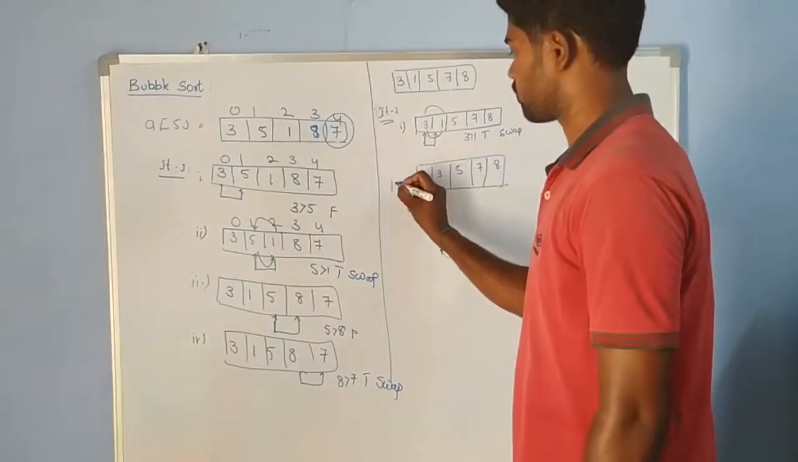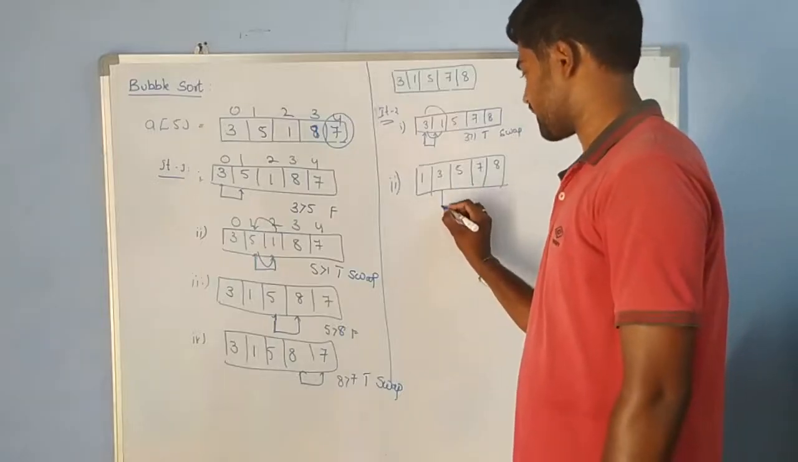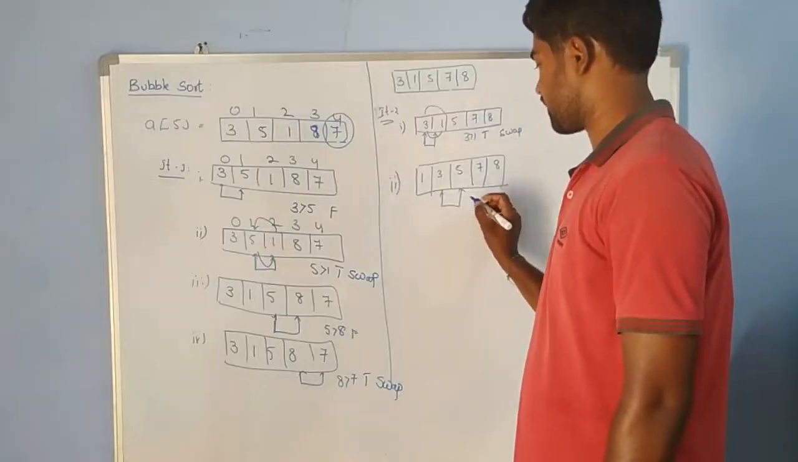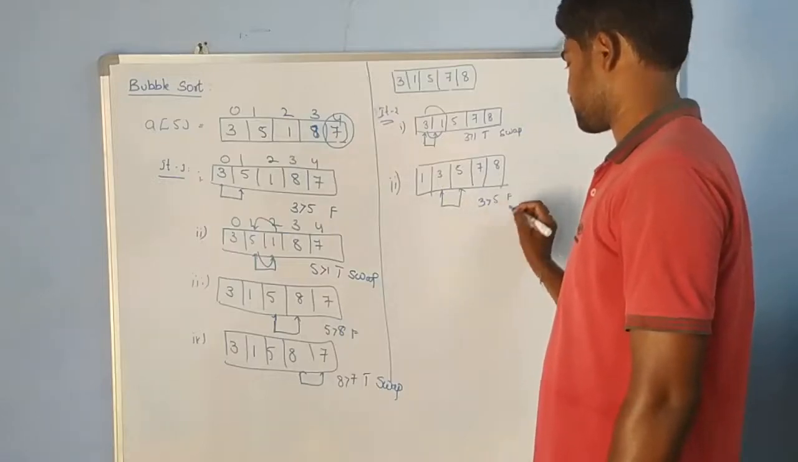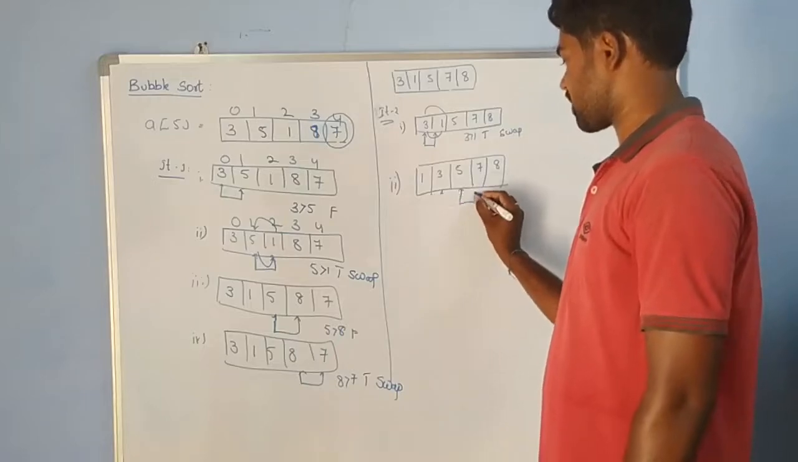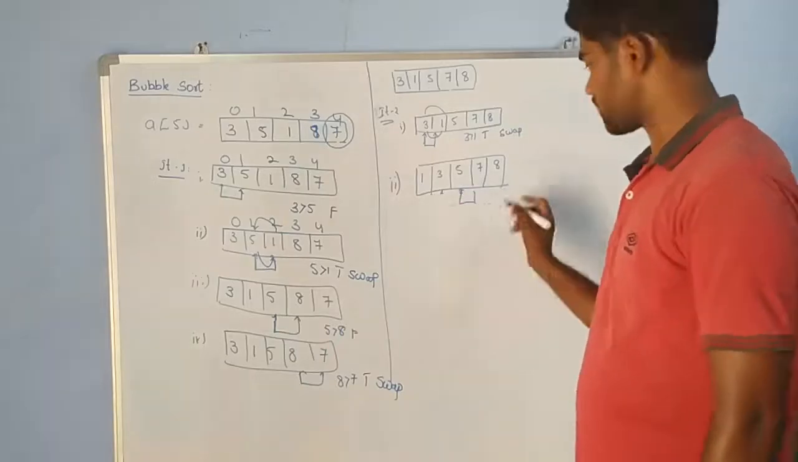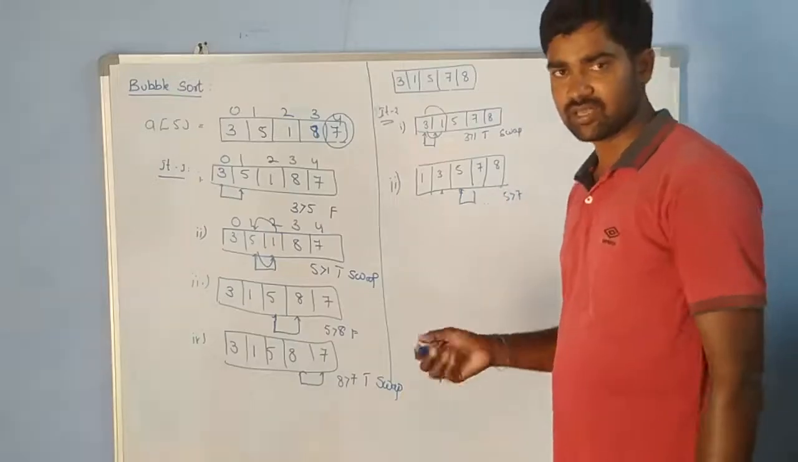So now in step 2, what will happen? Here what is the selected element? 3, and the comparison element is 5. So 3 is greater than 5. Condition true or false? Condition is false. Next step, what will happen? 5 is the selected element, comparison element is 7. So here 5 is greater than 7. Condition true or false? Condition will be false.